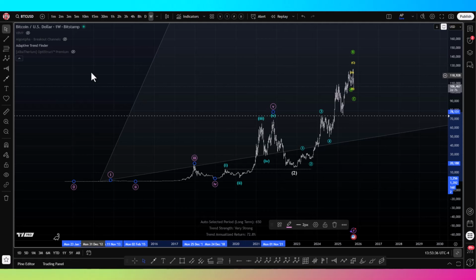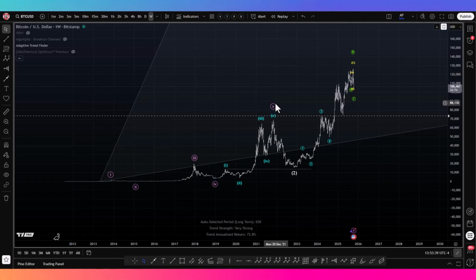I'll put this back here as a proposed completed impulse. Not so hard to imagine that as a wave 2, is it? Just something to think about. And again, I'm not saying that this is the correct count. There's no knowing until we complete.